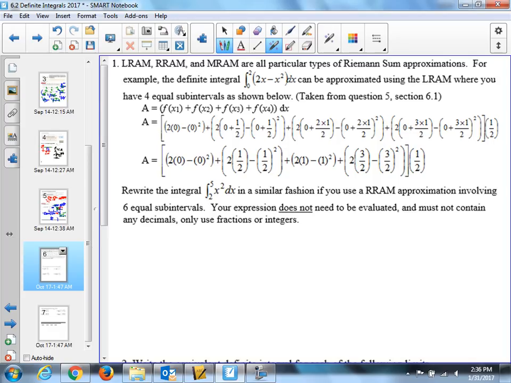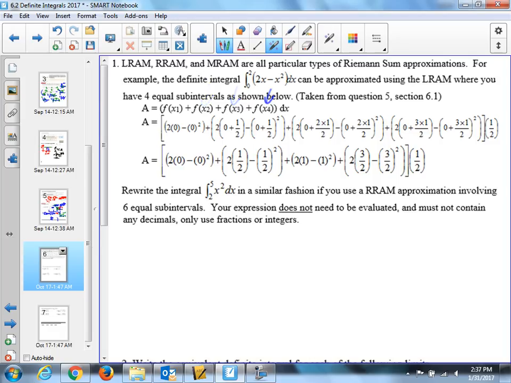Okay? Now I want you to take a look at this. This is really an example with notes here first. 0 to 2, for this function, 2x minus x squared. That can be approximated. Let's go with a left approximation, 4 intervals as shown below. And I've taken this from section 6.1, question 5. Now, if I break it up into 4 intervals, that means I'm going to plug in the first, second, third, and fourth value on the left side, 4 consecutive ones between 0 and 2.